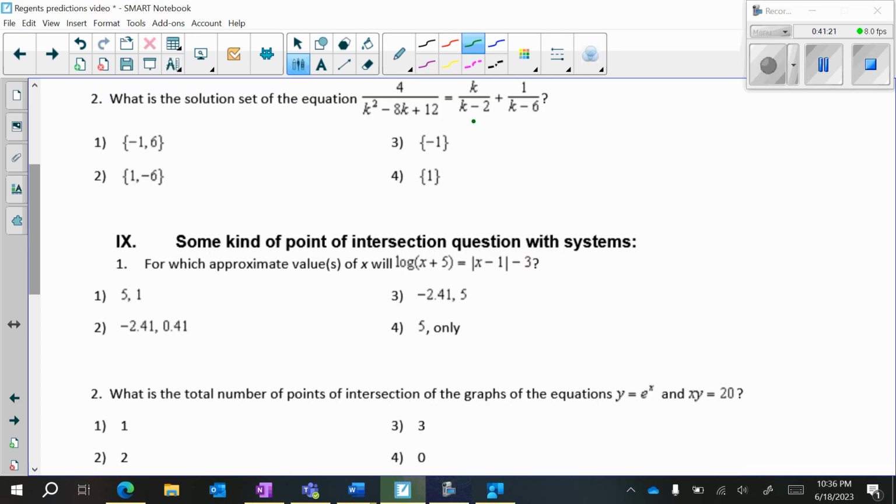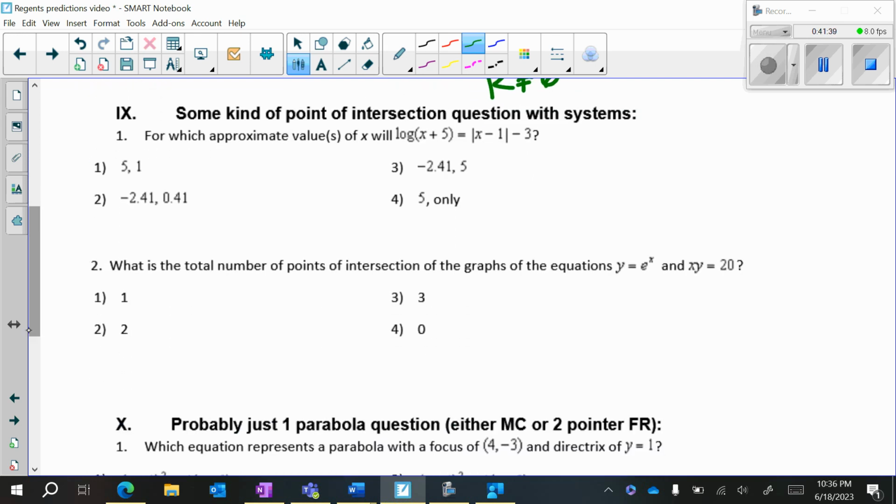Similarly, for this one, you see that x cannot equal the value of 2, and x cannot equal 6, because if it does, they will be excluded. So based on that, I can eliminate choice 1 before I even do anything, because 6 cannot be in the domain. All right, let's move on to the next thing.